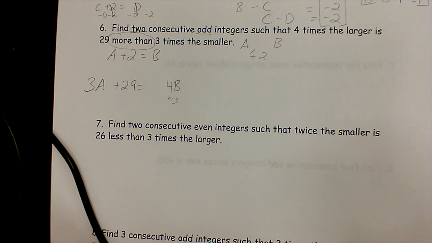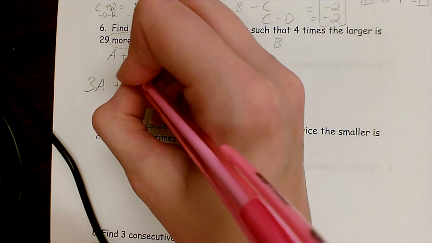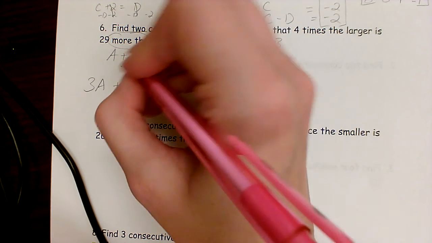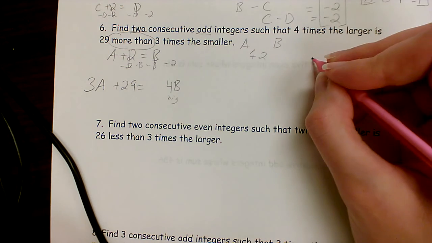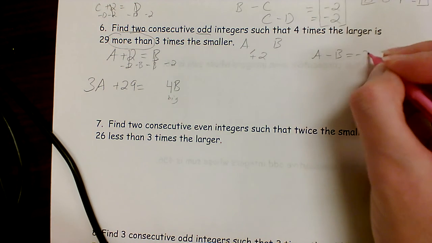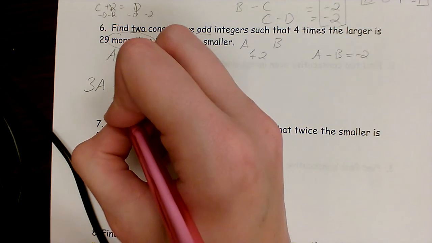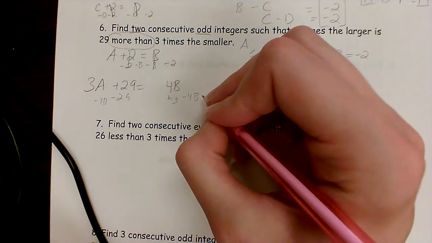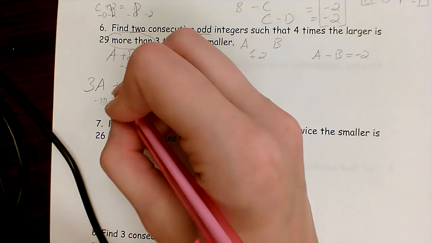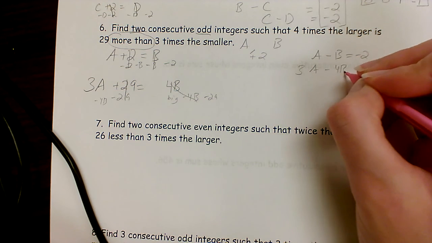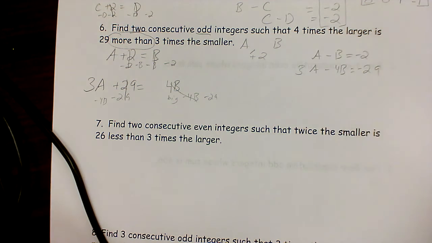Alright, I have 2 equations for 2 variables. Now it's time to set them up for the matrix. Subtract 2, subtract B. B's cancel out, 2's cancel out. A minus B equals negative 2. Subtract 4B. Subtract 29. 4B's cancel out, 29's cancel out. 3A minus 4B equals negative 29.